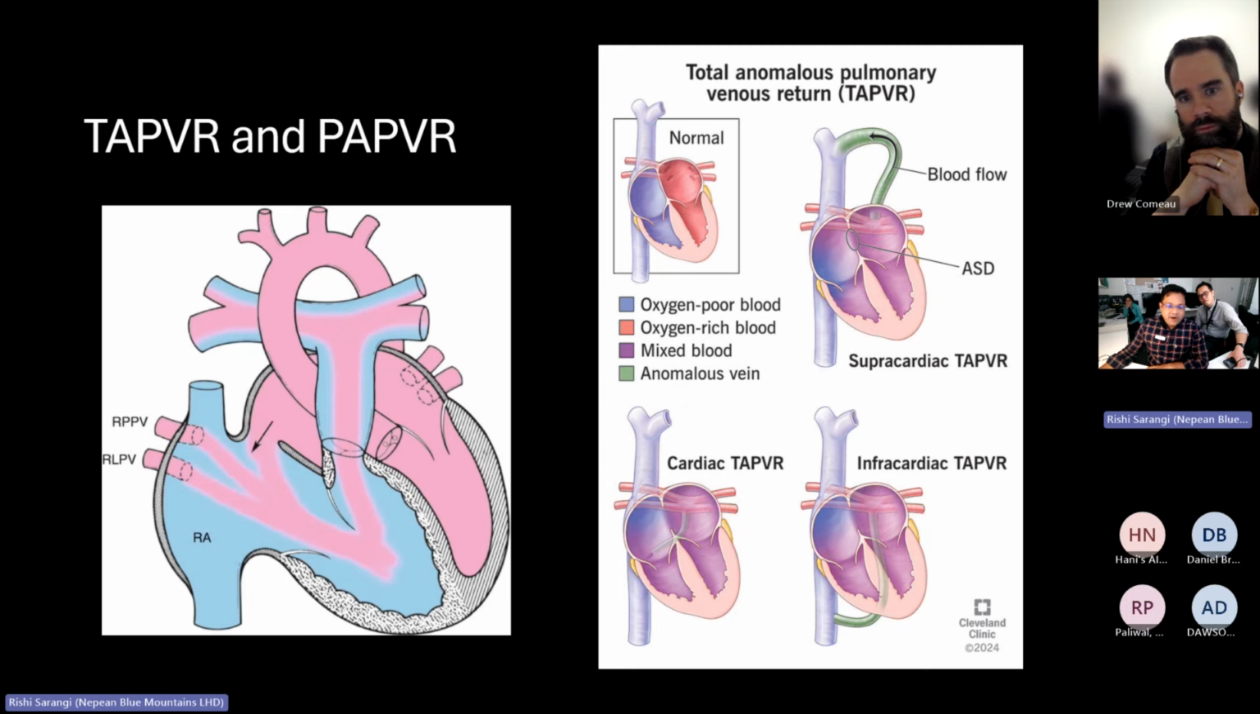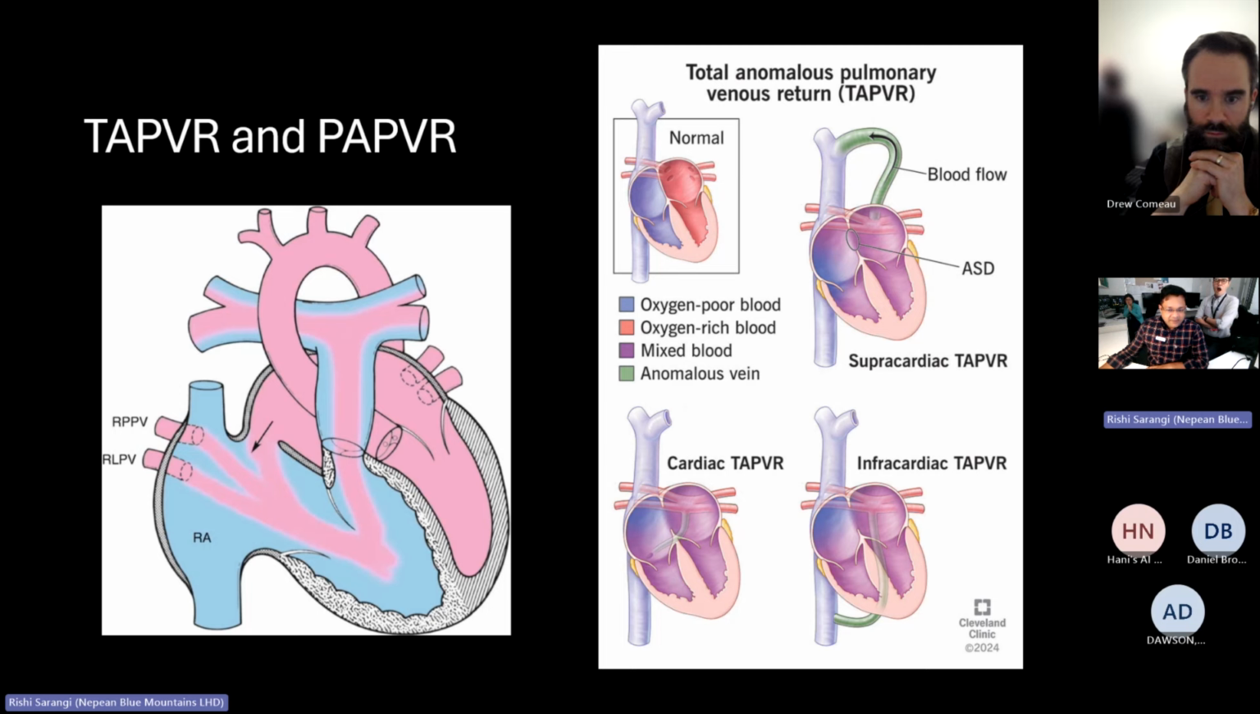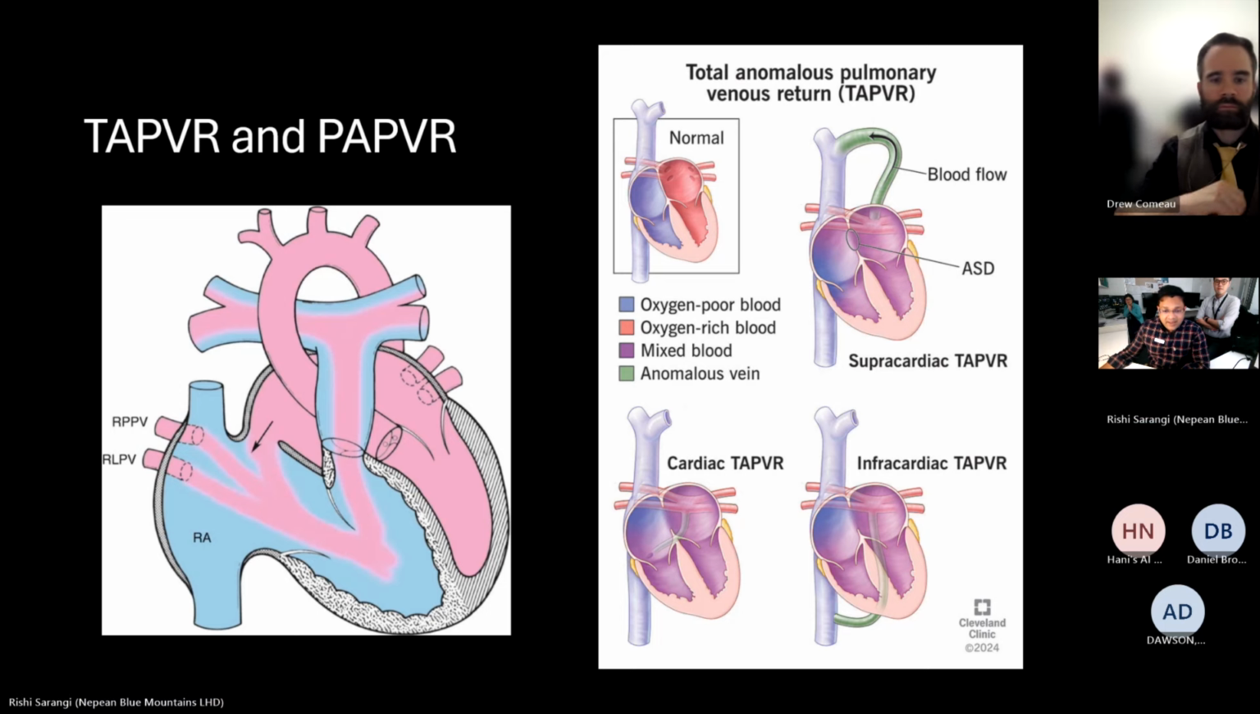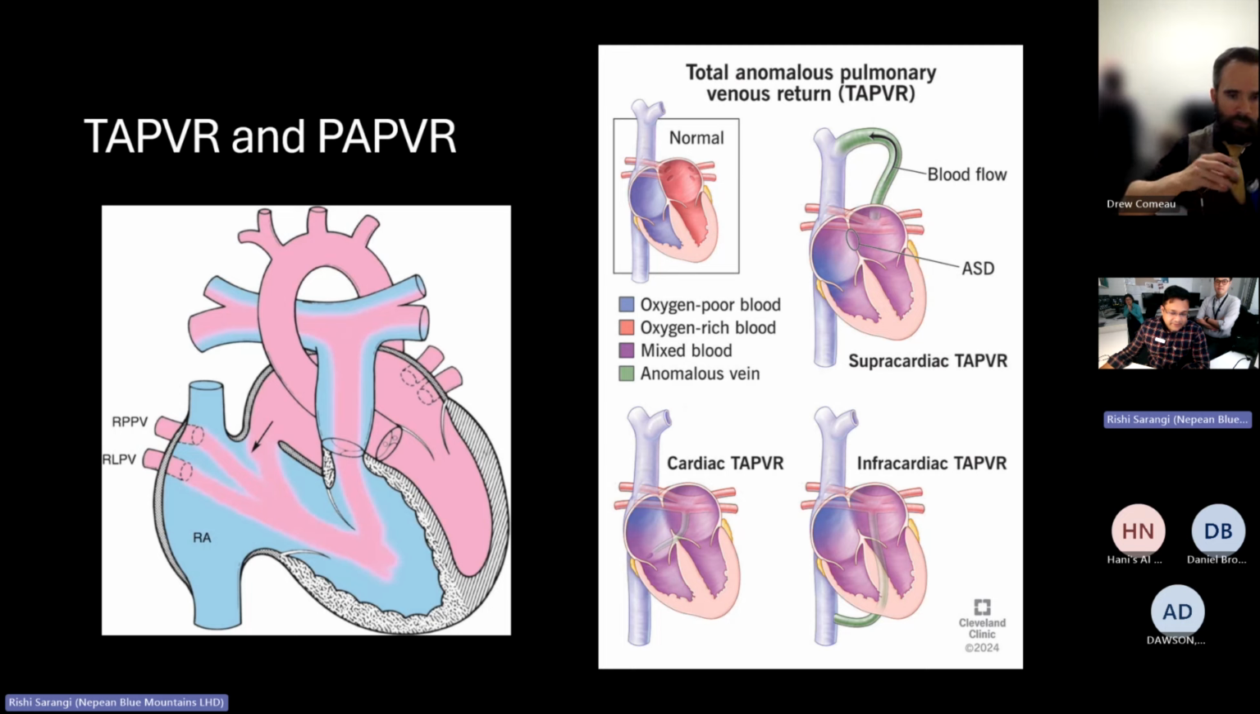So all this oxygenated blood is then going via a vertical vein. The vertical vein is going and joining either the SVC, in which case it is called the supracardiac TAPVR, which is the most common, accounting for about 50 to 60% of cases. The vertical vein can otherwise go into the coronary sinus, where you can call it a cardiac TAPVR, or it can drain into the IVC, where it is called the infracardiac TAPVR.